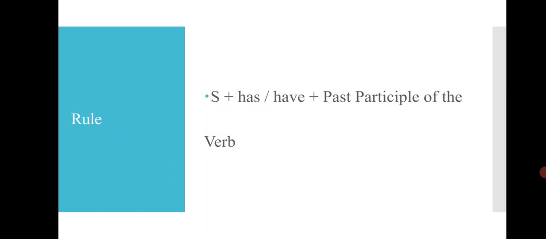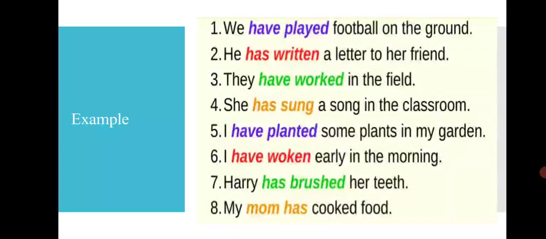Now let's check the examples. We have played football on the ground. We is the subject, so the have form of the verb we use is have. Play is the verb. The present form of the verb is play. The past participle form of the verb is played. Similarly, sing will be the present form. The past participle will be sung. Write will be the present form. The past participle form will be written.